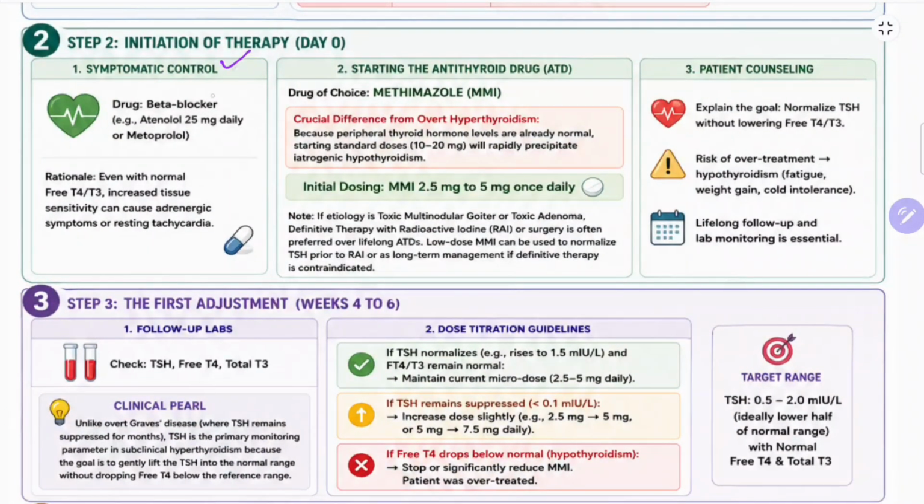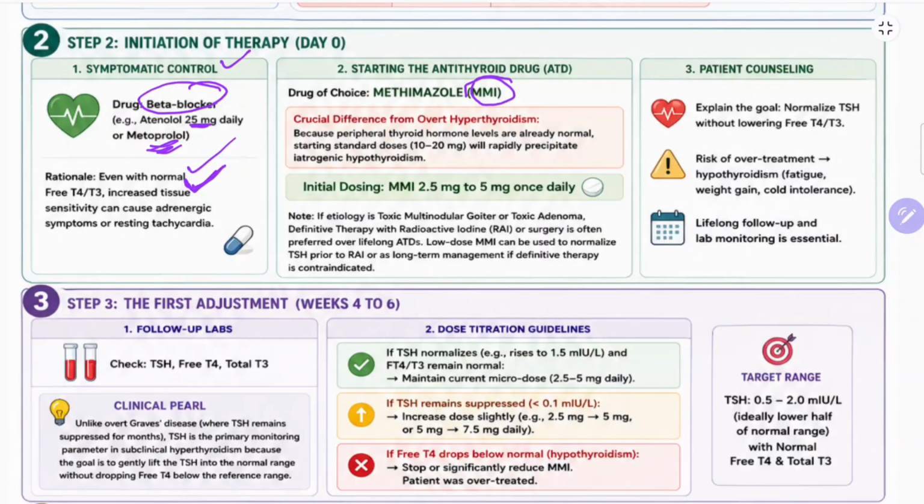First, for symptomatic control, the patient should be given a beta blocker like carvedilol at a low dose of 25 mg, or metoprolol or atenolol, even with a normal free T4, because of increased sensitivity; the patient is at risk of AF. That's why. Then start the anti-thyroid drug of choice, which is methimazole, because the patient is not elderly. Here the case is elderly and not pregnant.